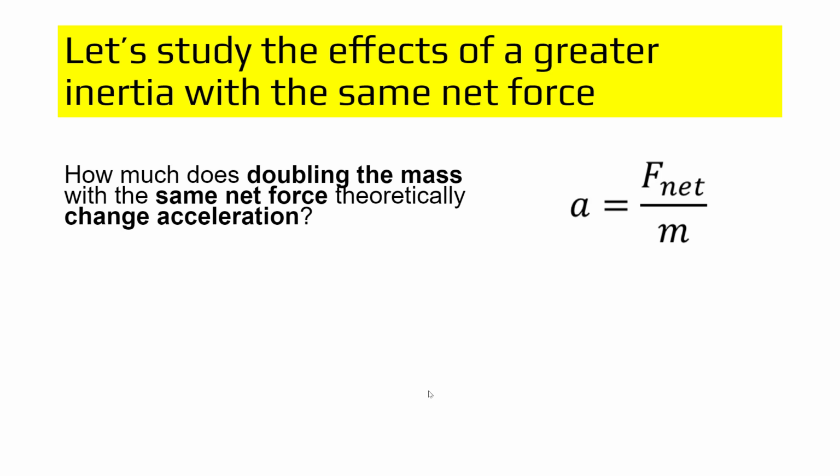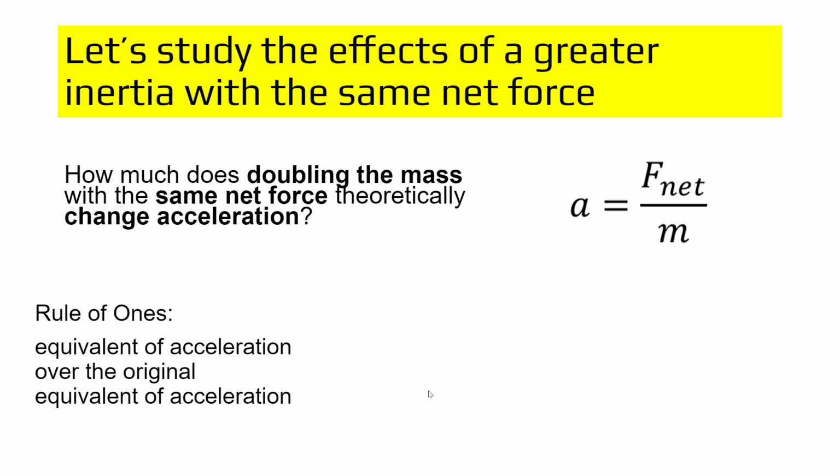Okay, let's go back to having one single weight mass on it, back to 0.49 newtons. But this time we're going to study the effects of having more mass being pulled. So not the hanging mass, but the actual blue cart. The way I'm going to do that is I'm going to put a cart on top of a cart. But let's see what doubling the mass, keeping the same net force, should do to acceleration.